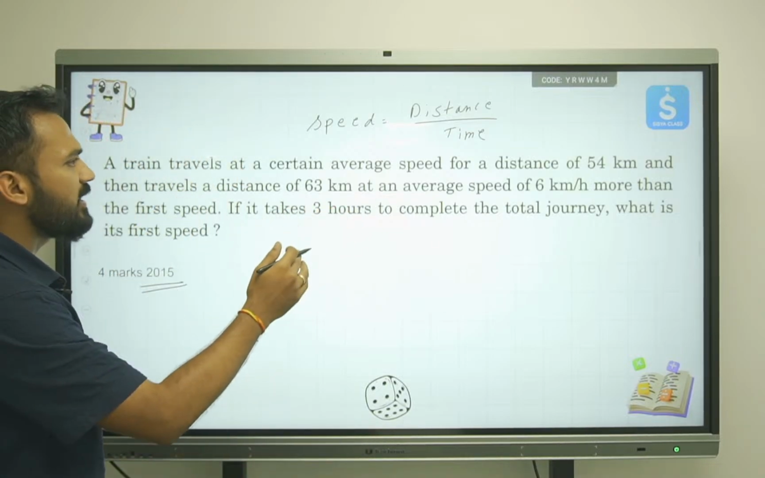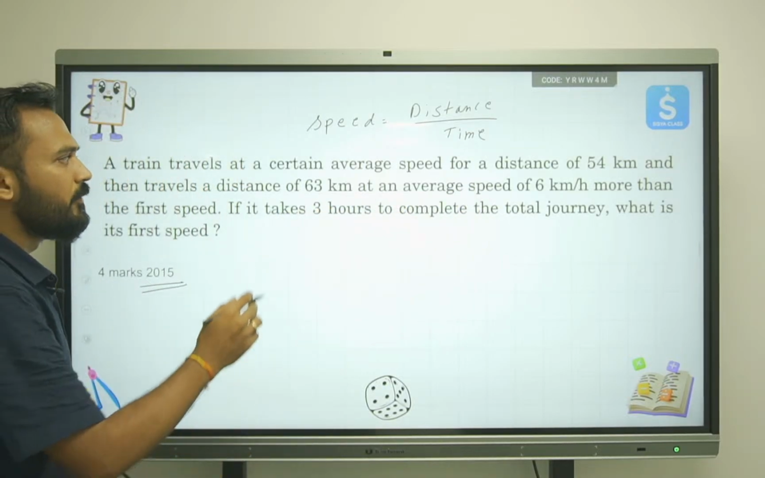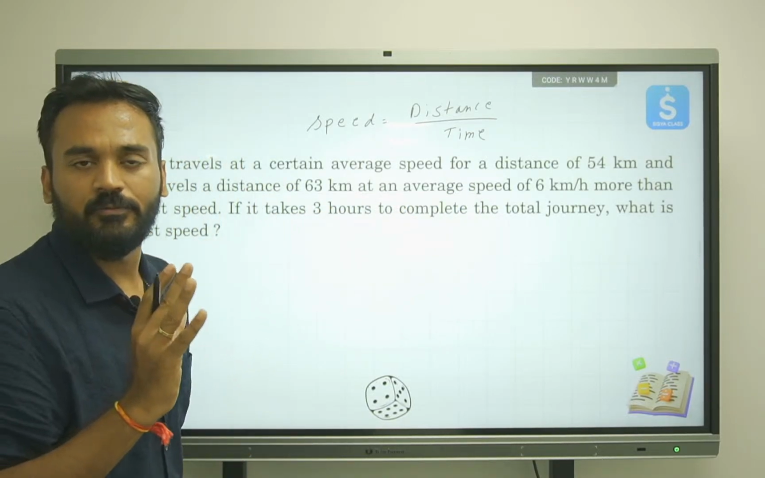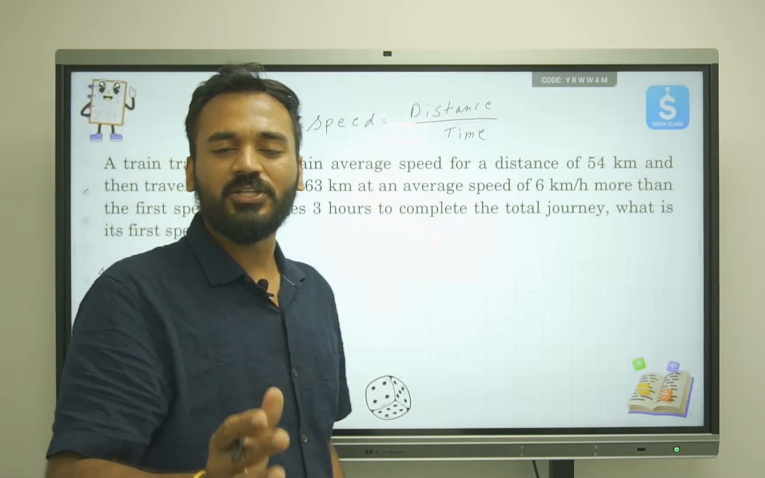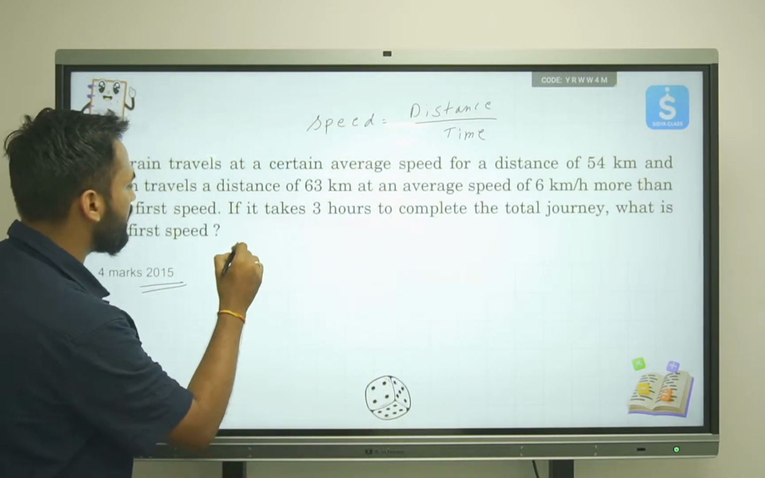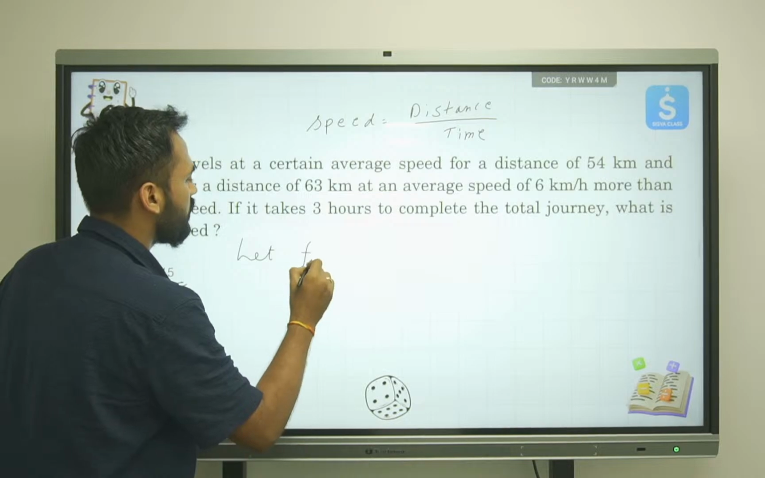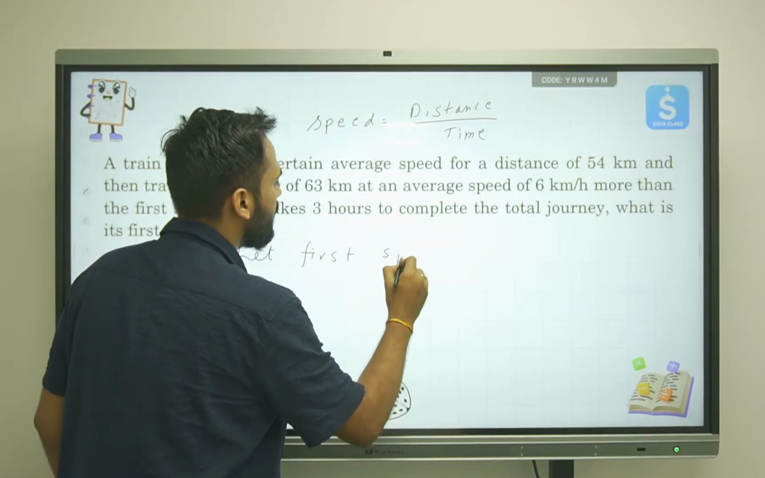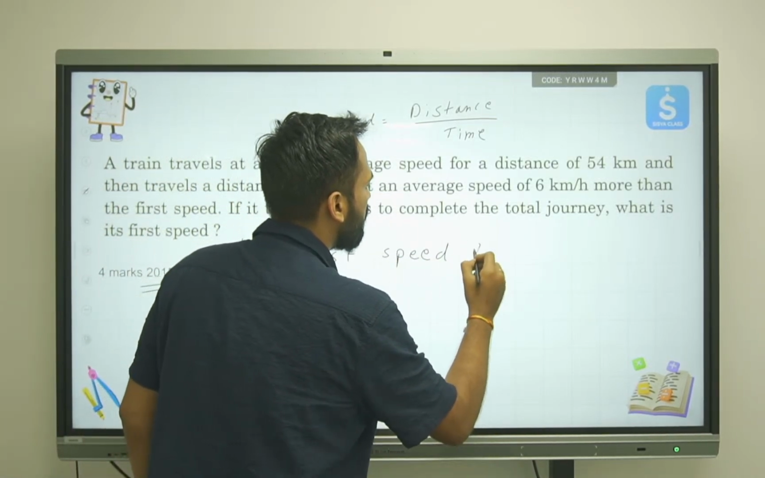Now let's understand how to approach this question. We need to find out the first average speed, first speed. So let us assume the first speed is x. Let the first speed be x kilometer per hour.